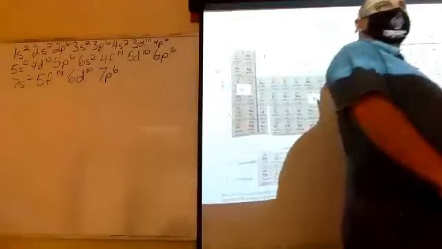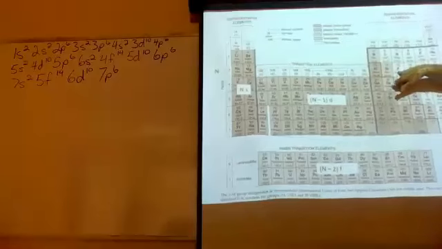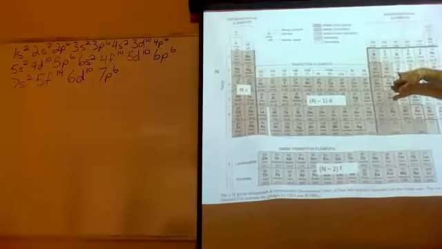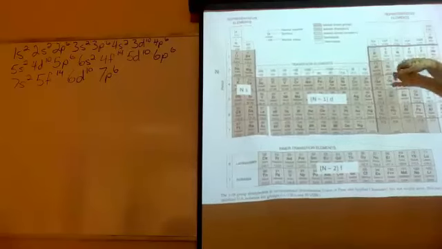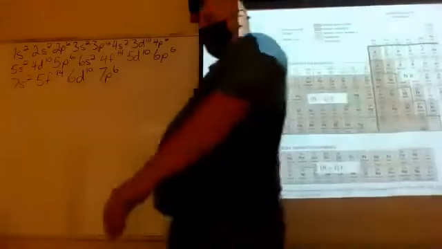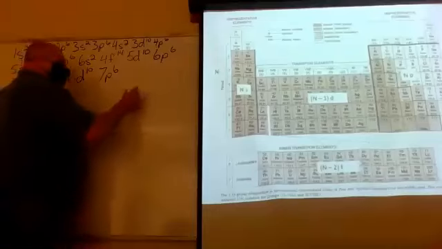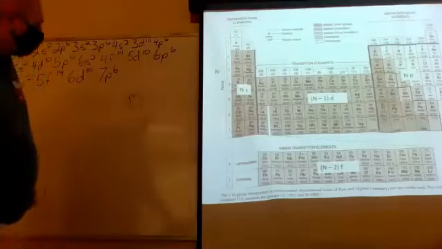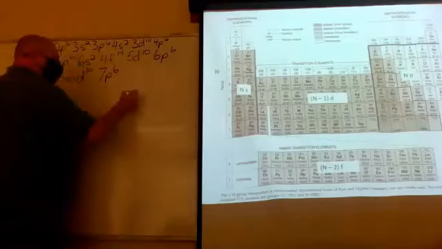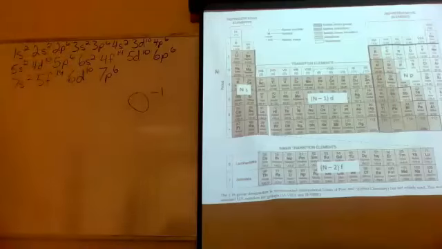So counting these, when I do phosphorus, how many will I end up with? 15. 15 protons, 15 electrons. Now that's if it's neutral. If it has a charge, for instance, let's say I'm going to do oxygen with a -1 charge. How many electrons would it have?